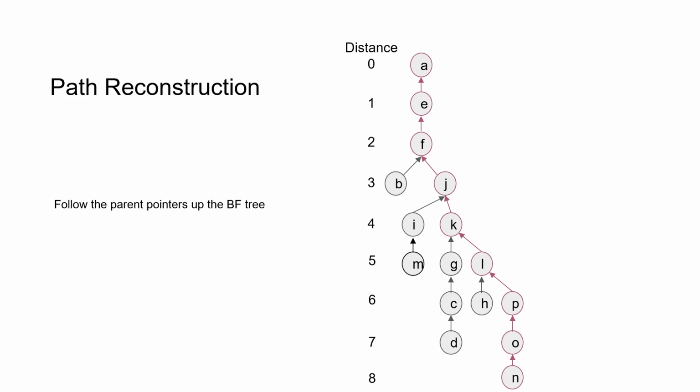By following the parents of each of the vertices, we can construct a path to get from the start of the maze to the exit.